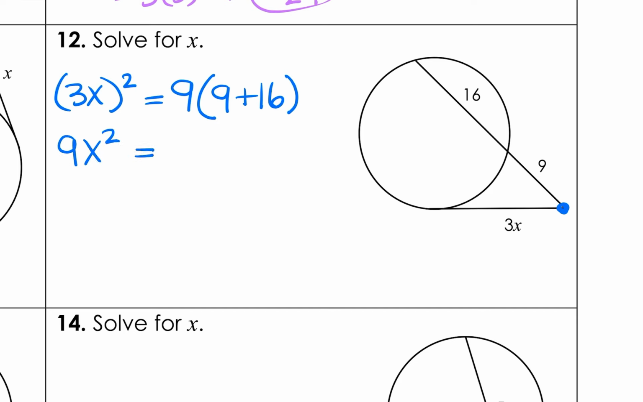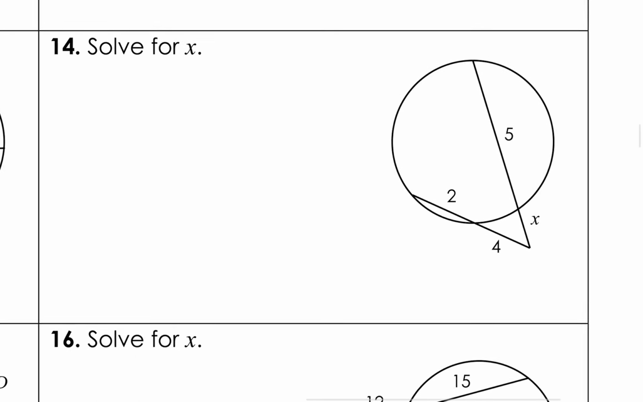So 3x squared would be 9x to the second power. 9 plus 16 is going to give me 25. Multiply 25 and 9, and you get 225. Divide both sides by 9. Square root it. X will give you 5. We're going to stop there because that's all they asked for, was for us to solve for x.